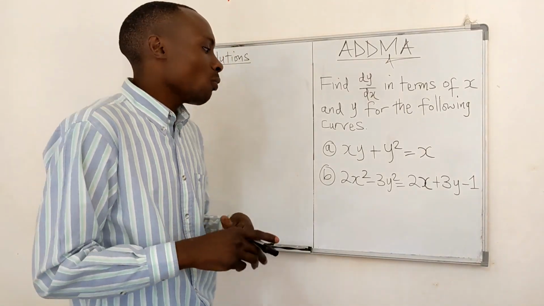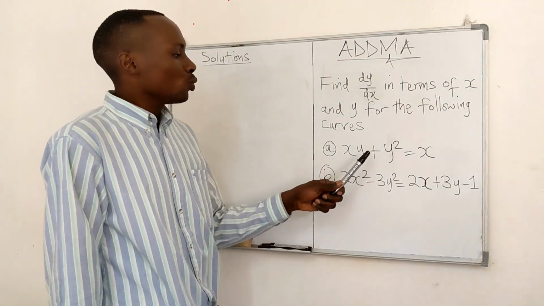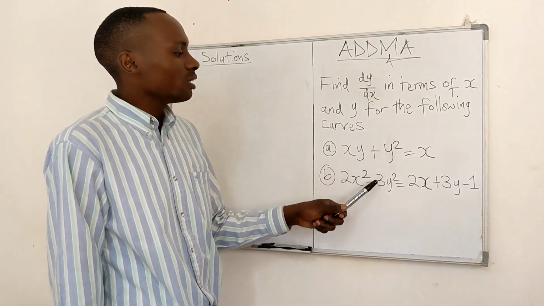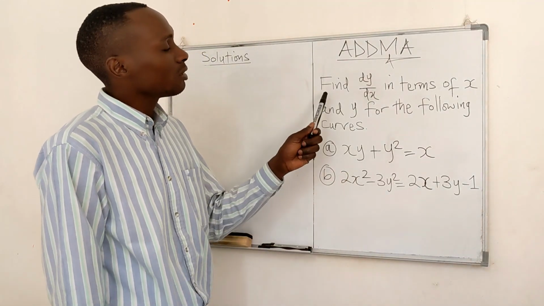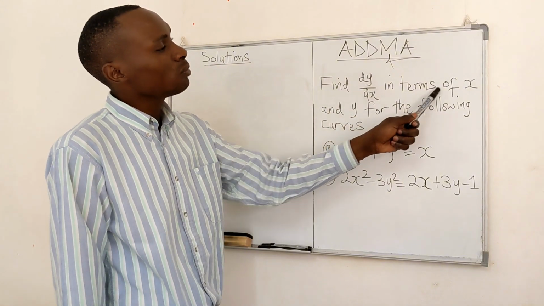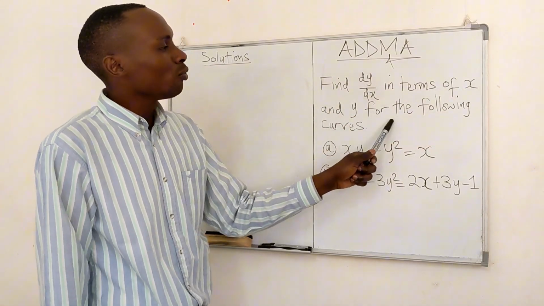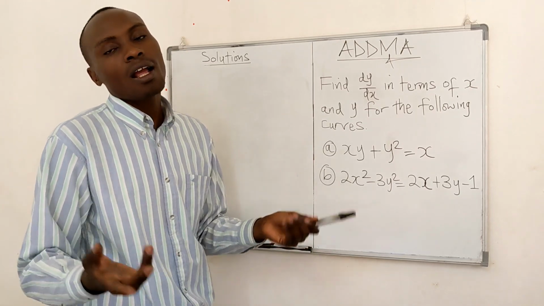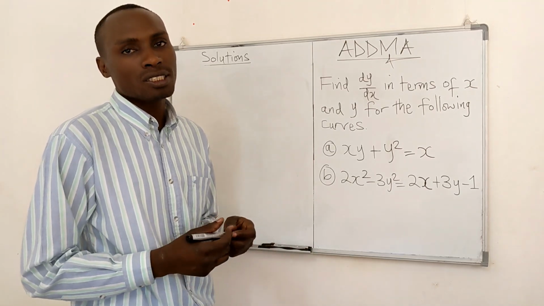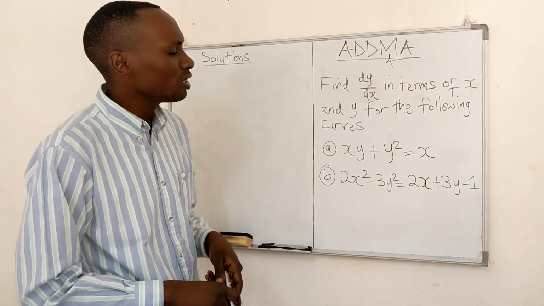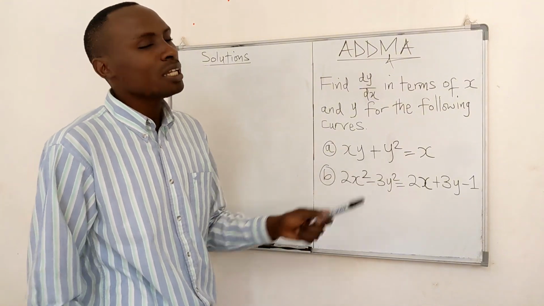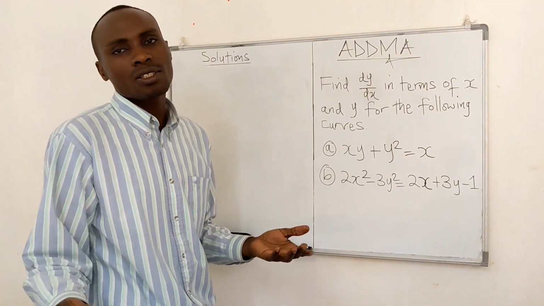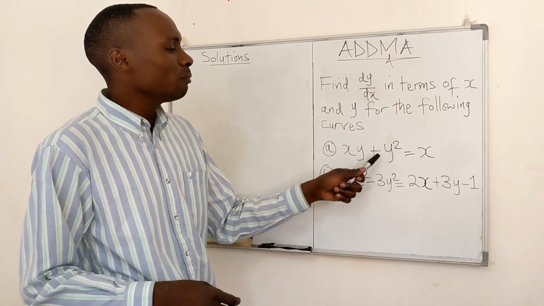In this video, I want us to look at these two implicit functions. The instruction is to find dy/dx in terms of x and y for the following curves. These two are equations of curves and they are implicit functions. Implicit functions are functions where we cannot express y in terms of x, or we cannot make y the subject of the formula.